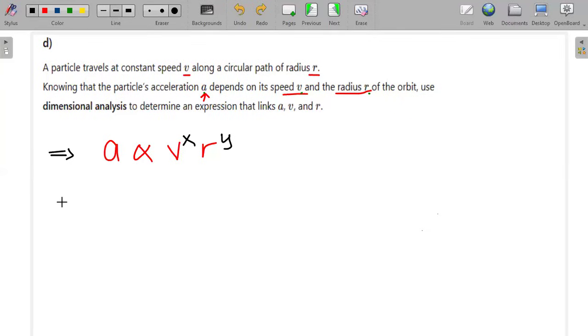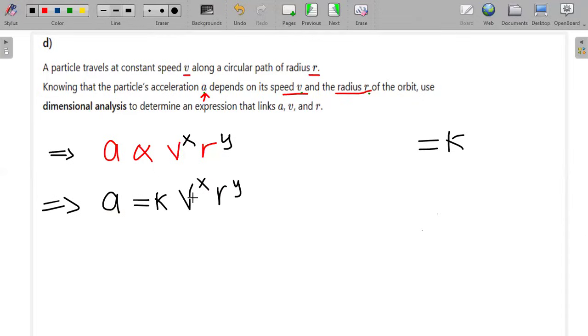So this is the first step. And then the second step is to replace this proportionality symbol. You've seen it. You always replace it with the equal to K. Always replace it with equal to K. So I'm going to write this as A is equal to K, and then I write V to the power X and then R to the power what? Y. So that's the second step.